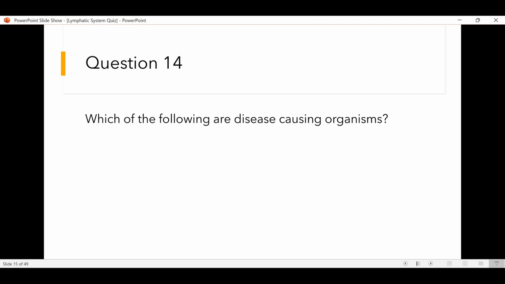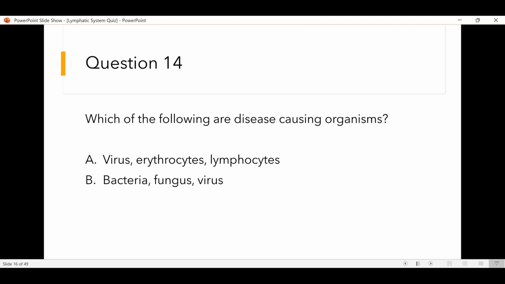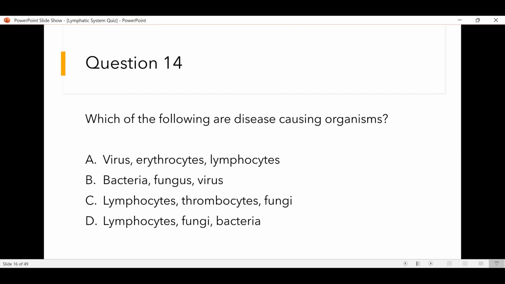Question 14. Which of the following are disease-causing organisms? Viruses, erythrocytes, lymphocytes; bacteria, fungus, viruses; lymphocytes, thrombocytes, fungi; lymphocytes, fungi, bacteria.